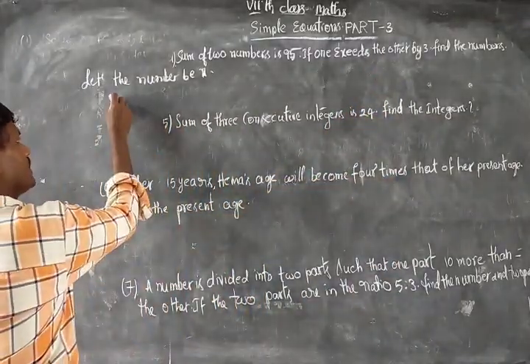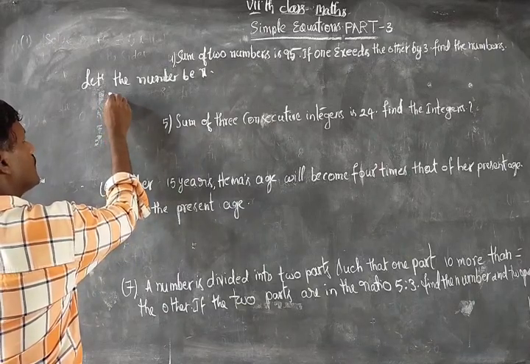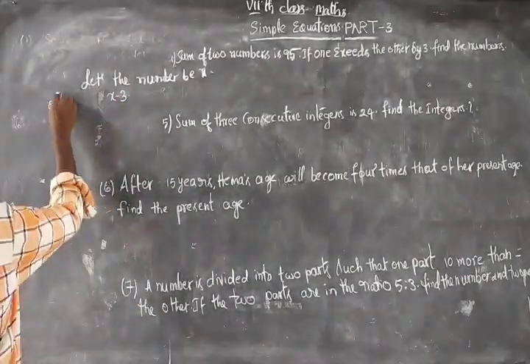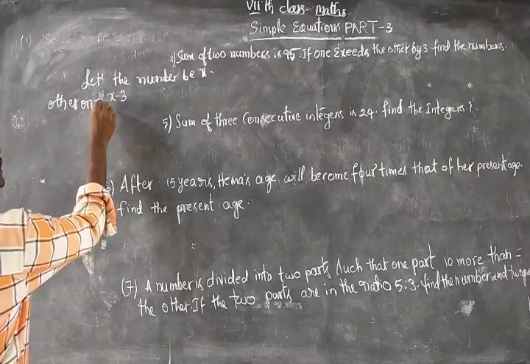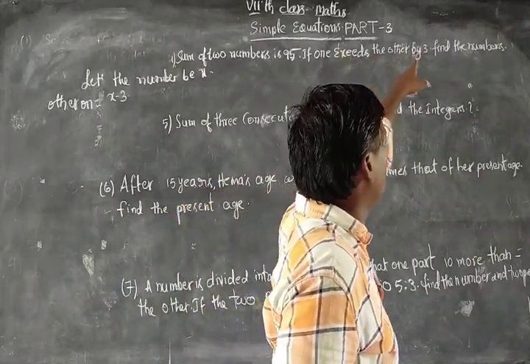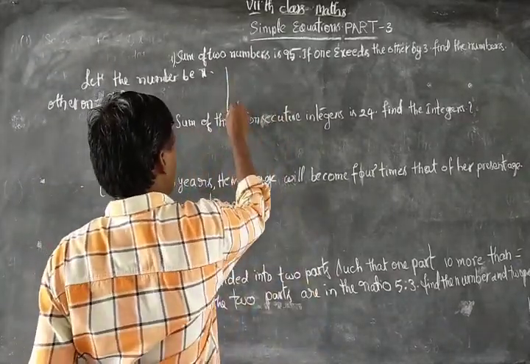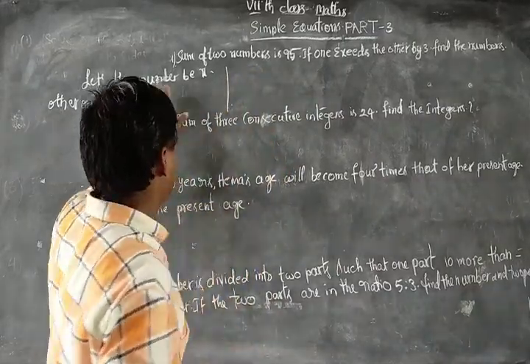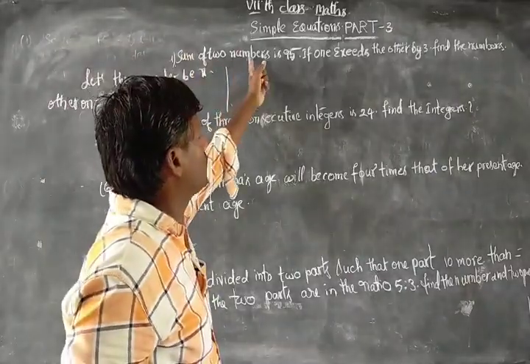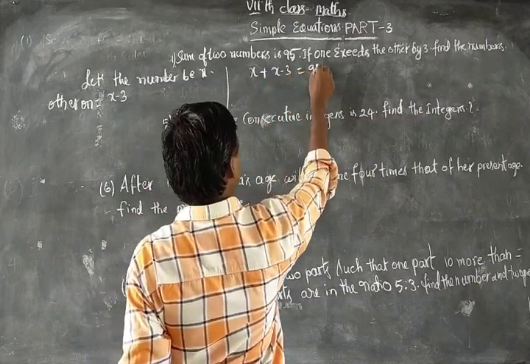And actually what he said is that one exceeds the other by 3. How do you write that? x minus 3. The other one is equal to x minus 3. By the problem, the first number I will take as x and the other one exceeds by 3. So the sum of these two numbers is 95. So by the problem, x plus x minus 3 is equal to 95.